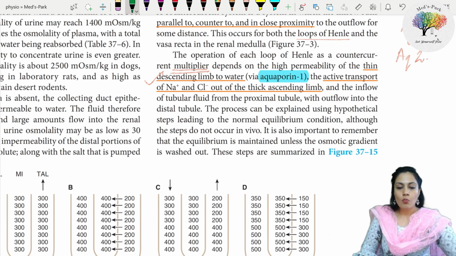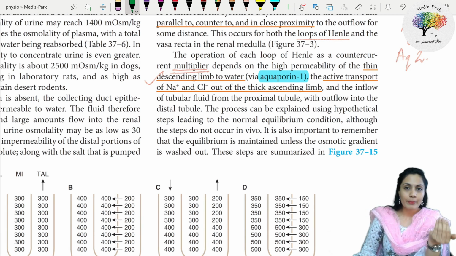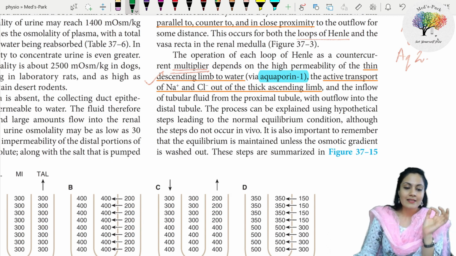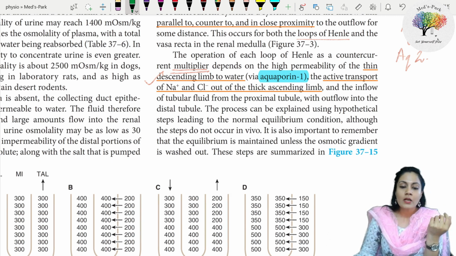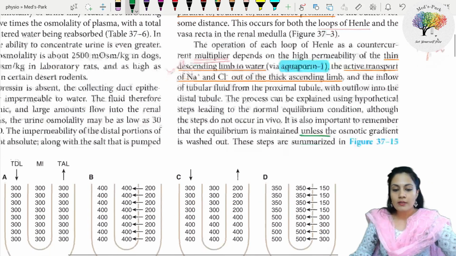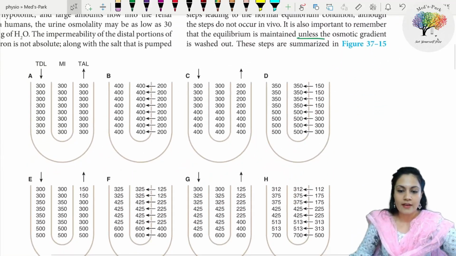Okay, so whatever diagram or figure is given in the book, those exact steps don't happen, but it is better to understand this way. Okay, so that's how they have given this figure. It is also important to remember that the equilibrium is maintained unless the osmotic gradient is washed out, which will not happen usually. Okay, so these steps are summarized in figure 37.15.